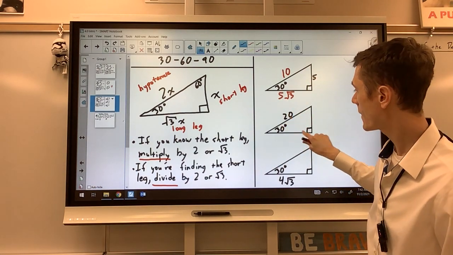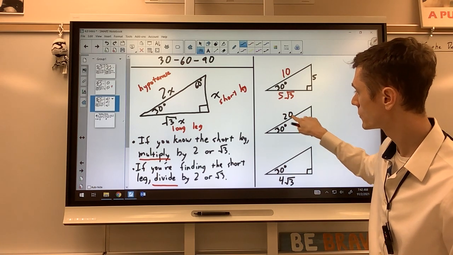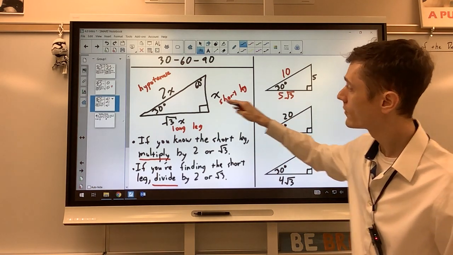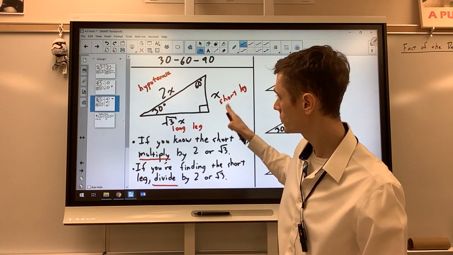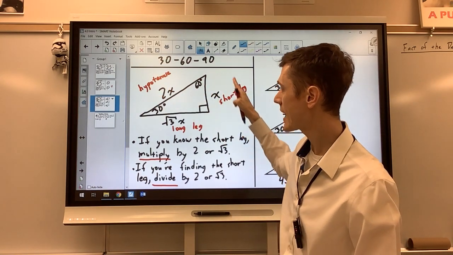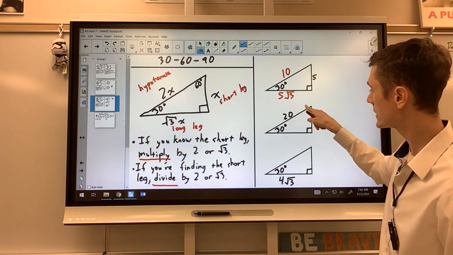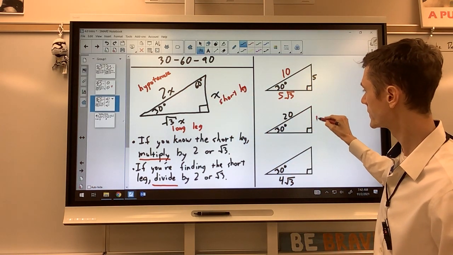Next case. Now I have the side across from the right angle. So we have the hypotenuse in this case. So to go from the hypotenuse to the short leg, it's going to be half of that length. Basically, I'm dividing by the 2 instead. So 20 divided by 2 is 10.